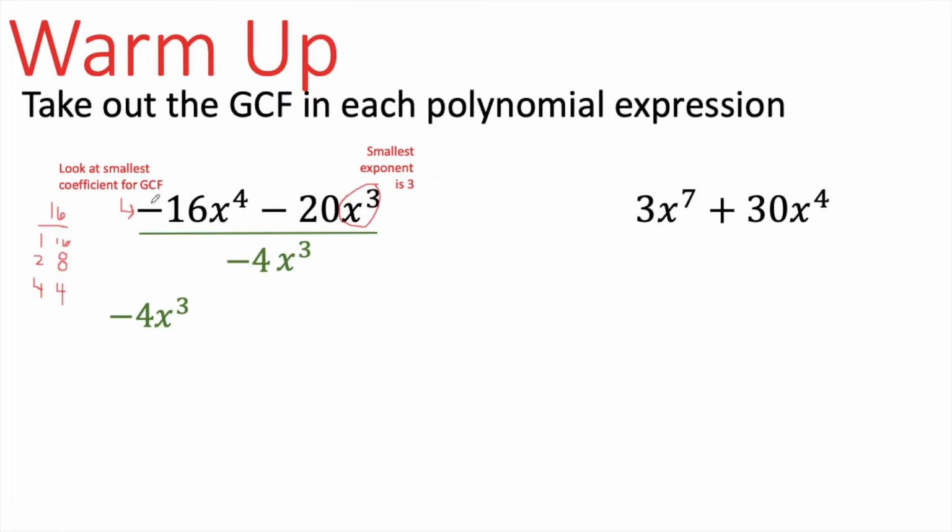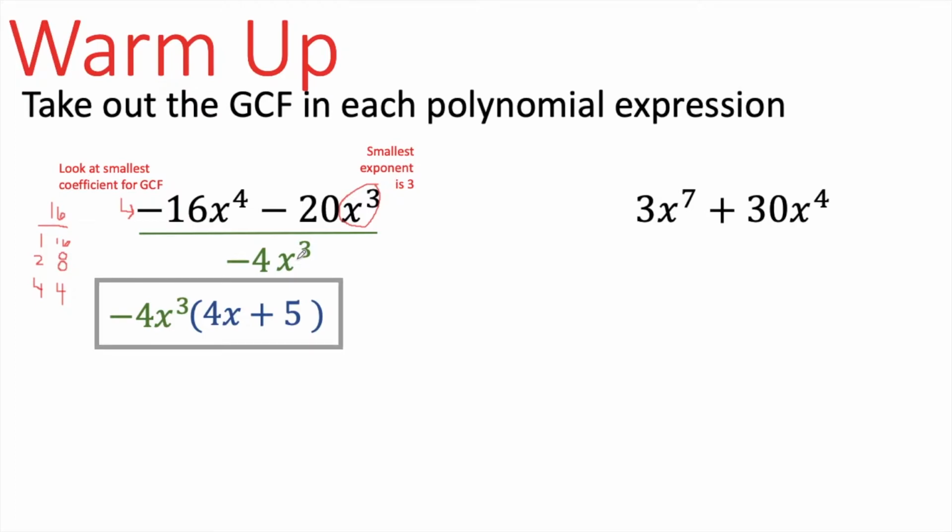So we divide our coefficients like normal. So negative 16 divided by negative 4 is positive 4, and then you subtract your exponents. So x to the fourth, and I'm taking away x to the third, so that's going to leave me with just a single x. So next we do negative 20 divided by negative 4, which is positive 5. And I had x to the third and took out x to the third, so there should be no x's left. So after taking out our GCF, that is our final answer.